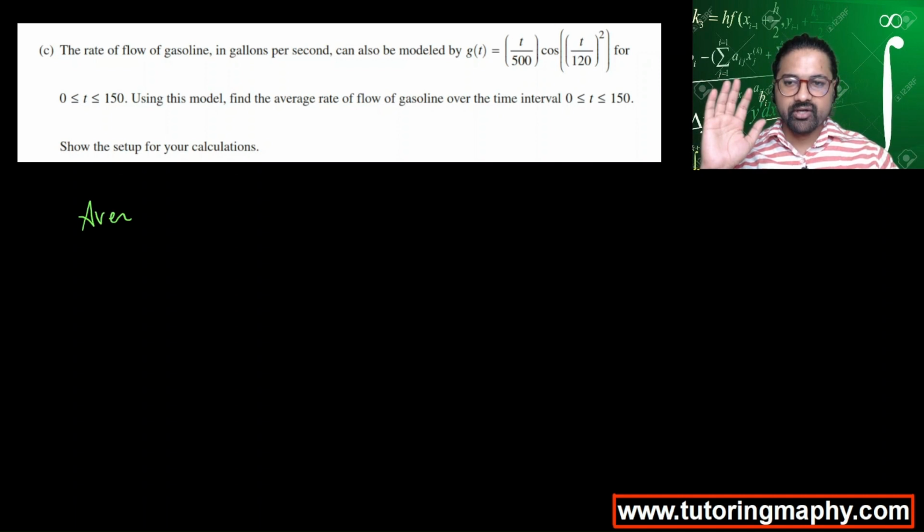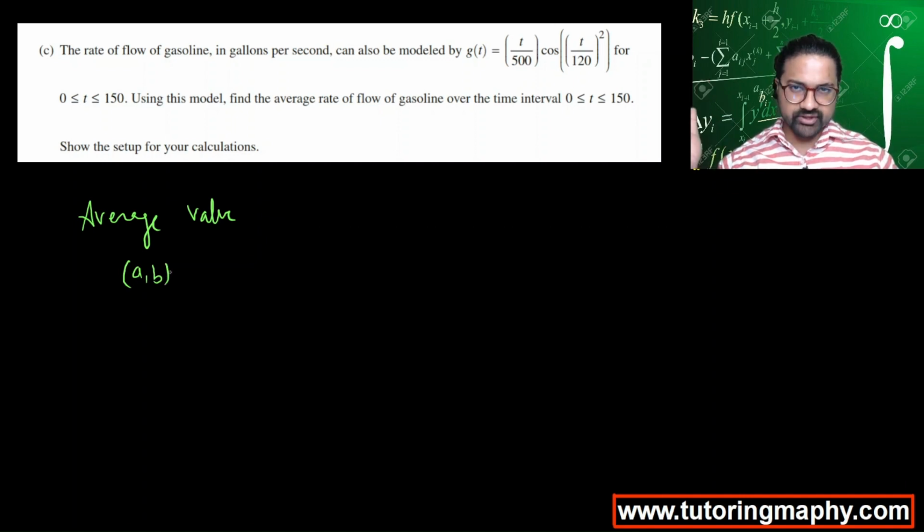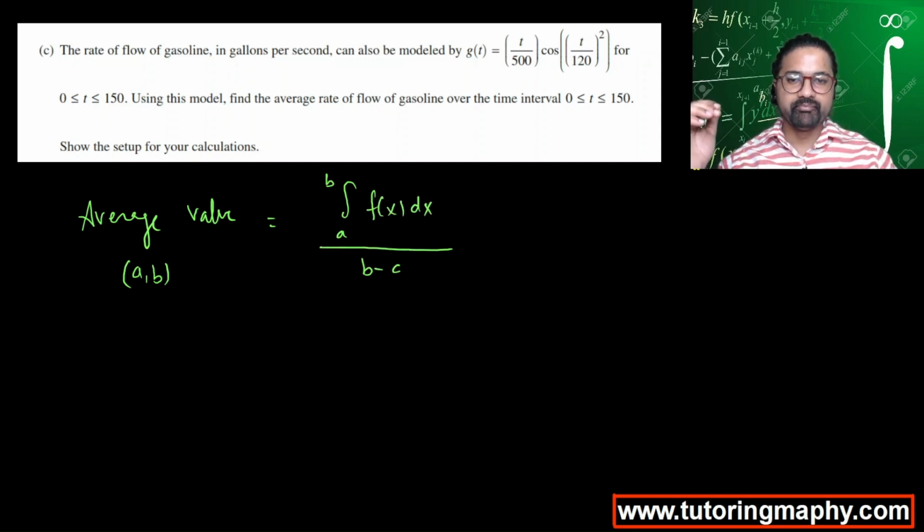Let's ask ourselves, what is the expression for the average value of any function f of x? So the average value of f of x between any two values, let's call them a to b, is nothing but the integral of f of x over b minus a. That is a very simple formula for the average value of a function between a and b.